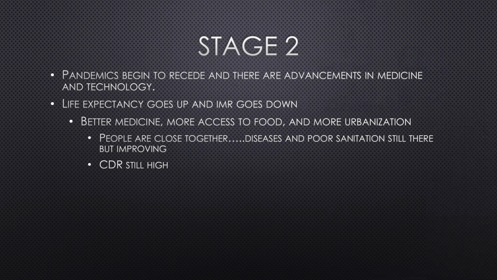But there's still some issues when it comes to increased urbanization, at least in this stage. Human beings still were figuring out how to organize cities. So as people were living close together, there was still poor sanitation, which meant that diseases still kind of spread, but slightly improving. But the CDR was still relatively high compared to the other stages.